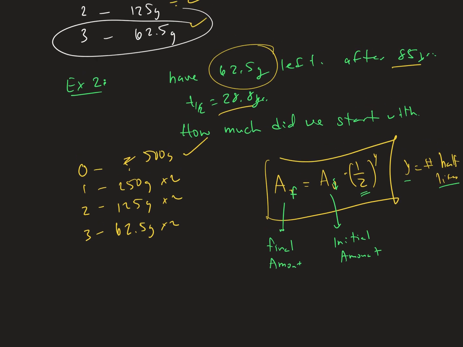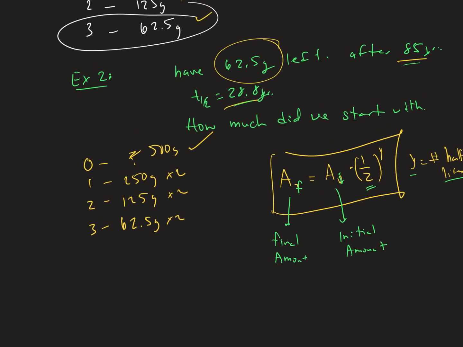So, okay, we can figure out the number of half-lives just like we did. We know the starting amount. If we know the initial amount, maybe we're looking for the initial amount, we can figure this out, right? Or maybe we're looking for the starting amount. Okay, then we just do a little bit of algebra to solve.